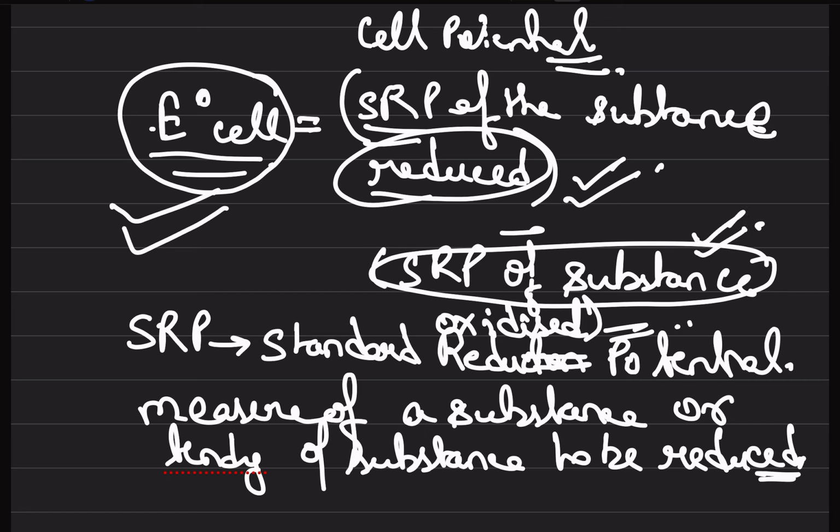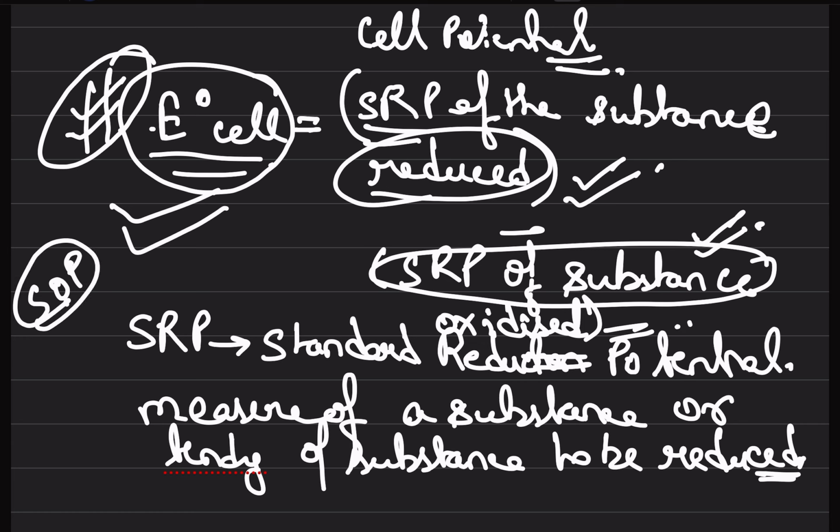So we can easily find what is the E naught cell for that reaction. This is how we will find the E naught cell of a reaction. We will subtract the two standard reduction potentials. Remember, we don't have to subtract standard oxidation potential. We will change it to standard reduction potential, and then we will find the E naught cell.